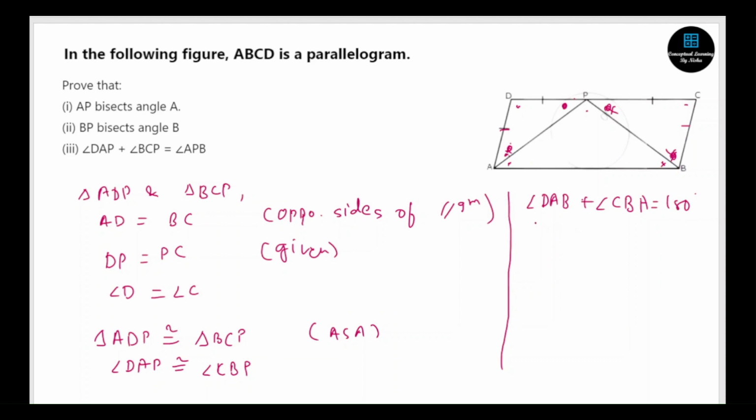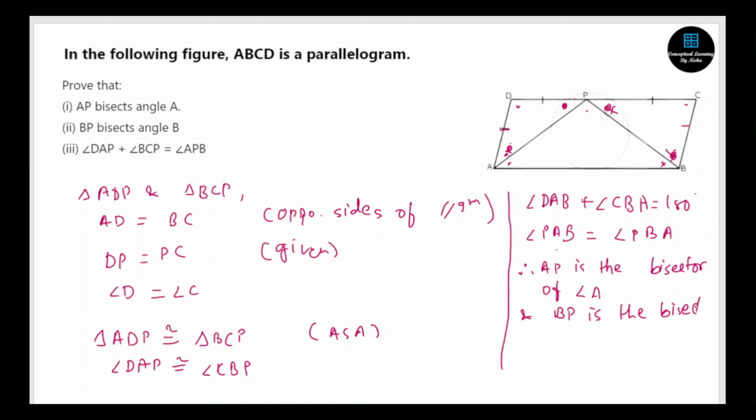So what can I say? The remaining half of them are also the same. So angle PAB equals angle PBA. Okay. Hence, therefore, AP is the bisector of angle A, and similarly BP is the bisector of angle B. Alright.